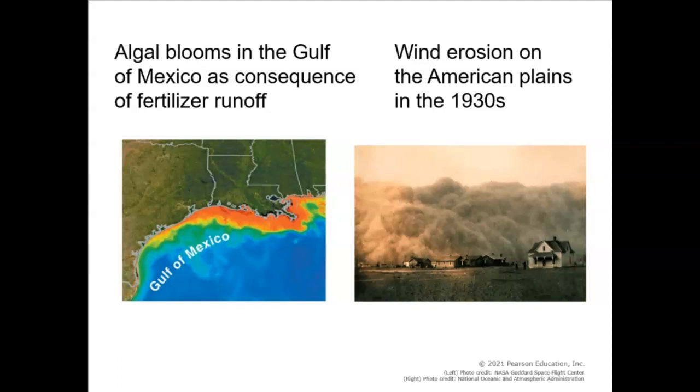And so this is wind erosion on the American plains in the 1930s. It was a huge issue back during the Great Depression. And so a common thing a lot of farmers do is till their fields to get rid of weeds, but tilling also increases erosion, and the quality of soil significantly declines as the top layer is lost.